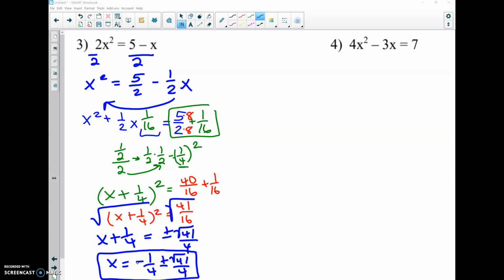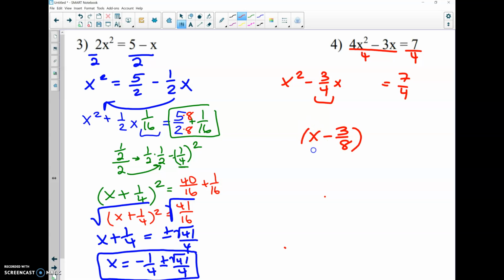All right, last example here. We have to get x squared to have a coefficient of 1, so we have to divide everything by 4. Now we need to complete the square. So this divided by 2 squared. So dividing by 2, multiply the denominator by 2. So x minus 3/8 is what our binomial will be. 3/8 squared is 9/64. I always do this step first by dividing that guy by 2, which is multiplying the denominator by 2.